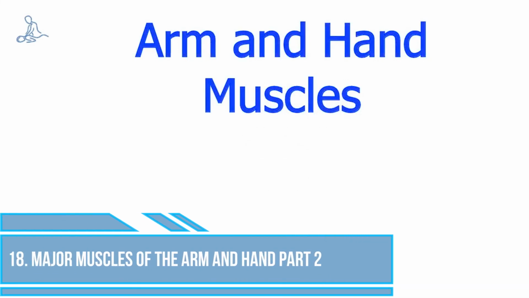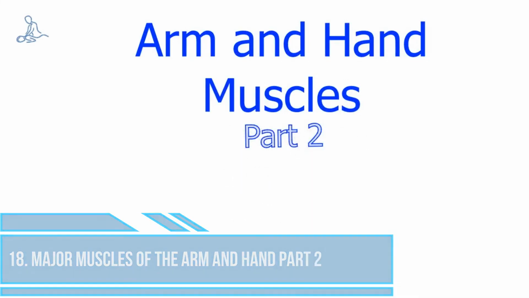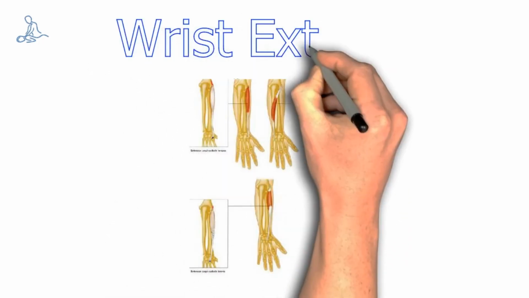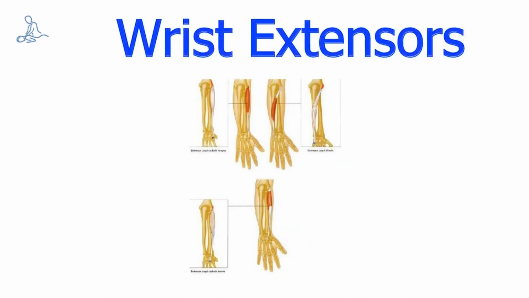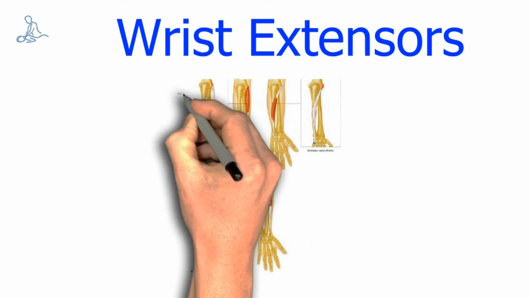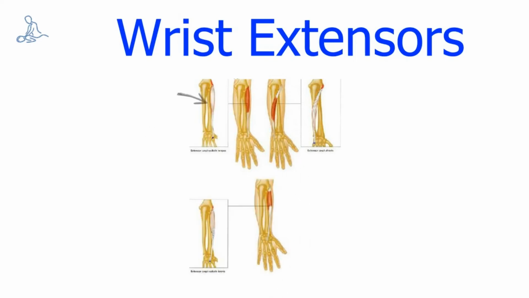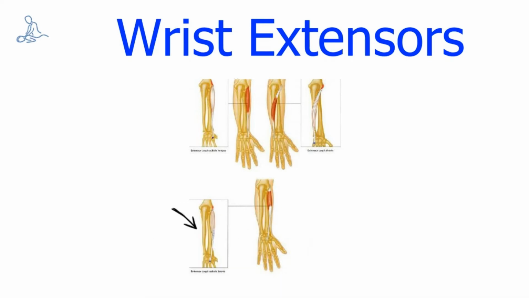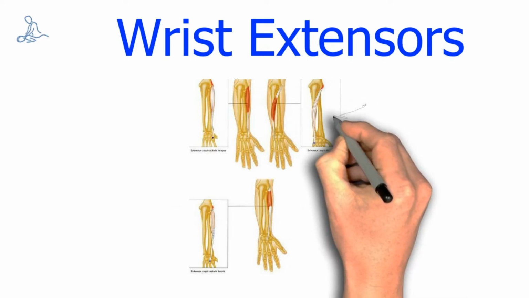Arm and hand muscles, Part 2. Wrist extensors. Extensor carpi radialis longus, Extensor carpi radialis brevis, Extensor carpi ulnaris.